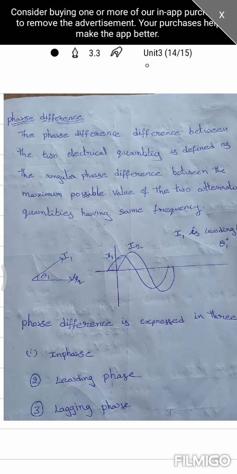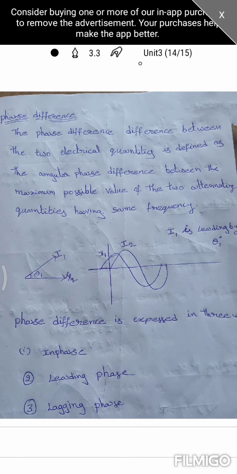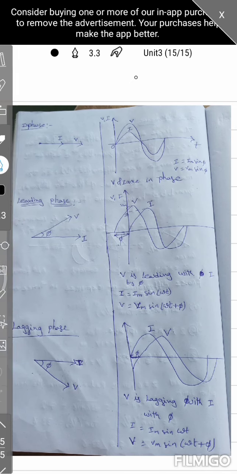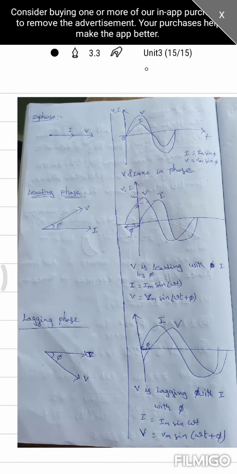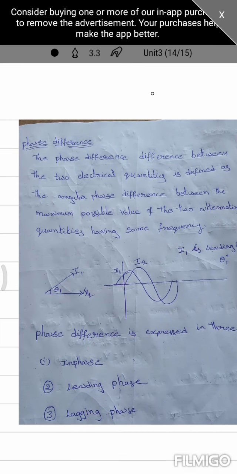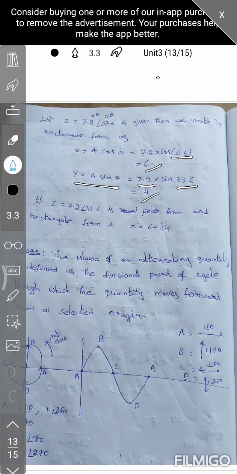So let us see another topic, phase. So let us see what is a phase. Phase is nothing but the alternating quantity defined as the division of part of cycles through which quantity moves forward from a selected origin.